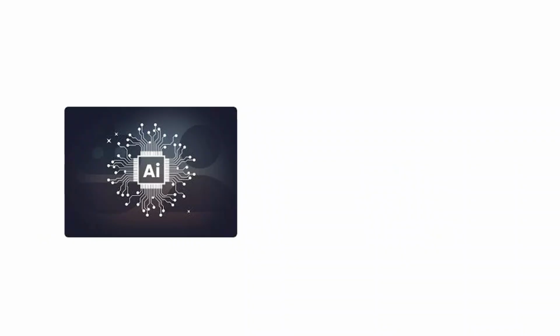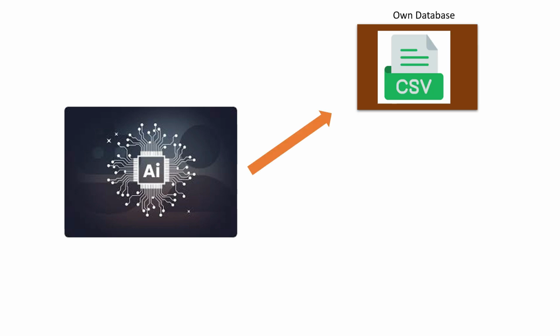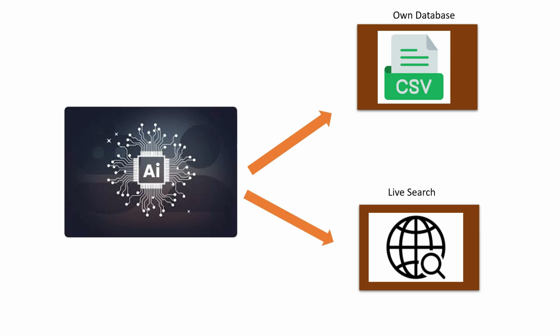First of all, the AI agent will search our local database, that is the CSV file, and if a user queries something new in the health related domain, then it will also search on a live search like Google or DuckDuckGo. So let's start the implementation.